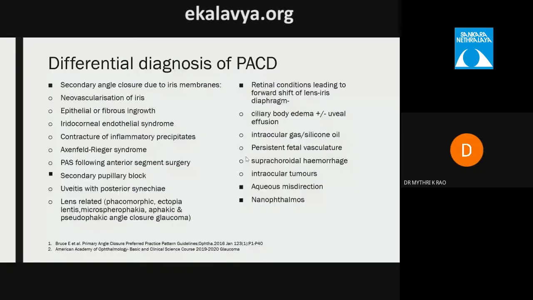Due to zonular weakness, there can be anterior subluxation of the lens, and hence the lens will move forward, and as a result, there will be a shift of the iris-lens diaphragm. Yeah, due to zonular laxity.